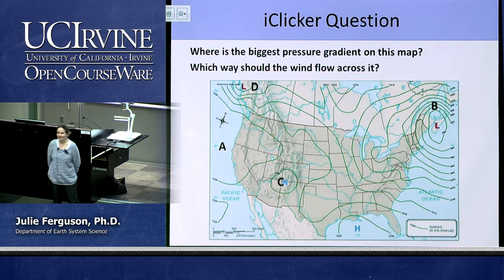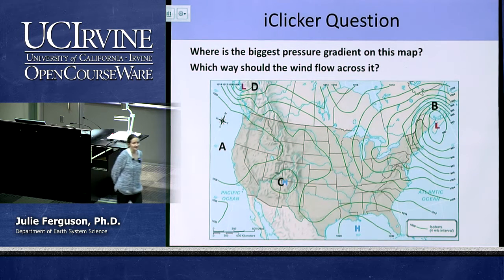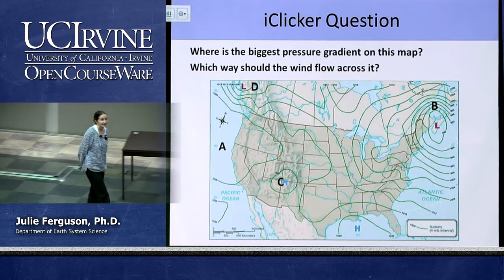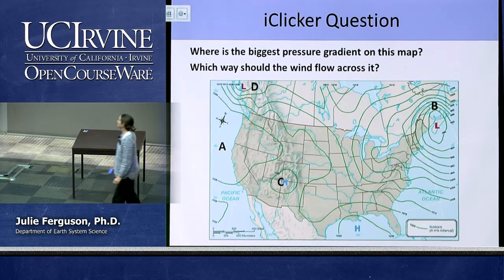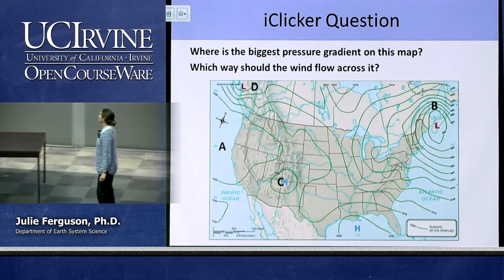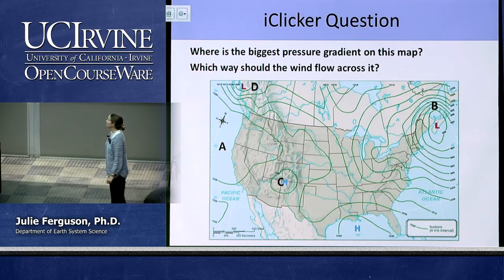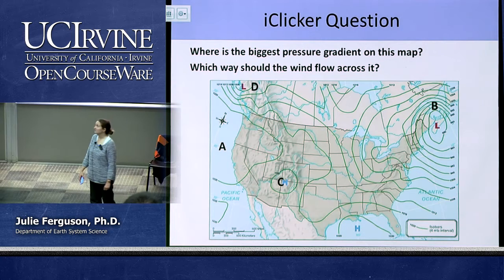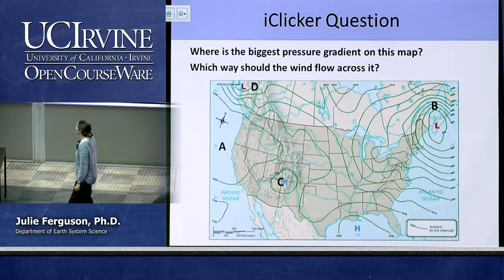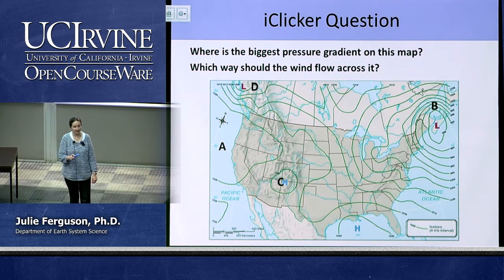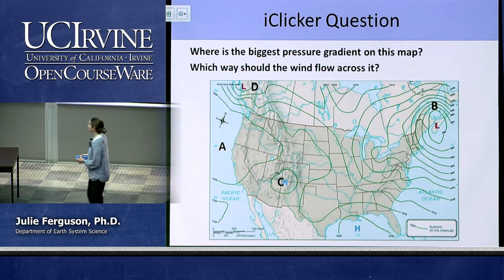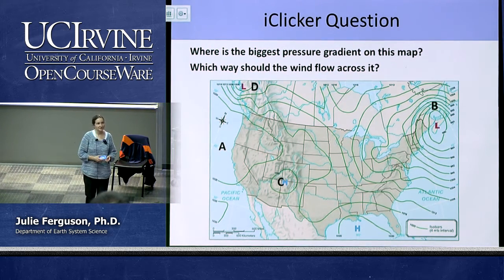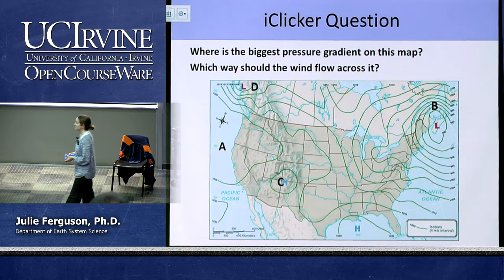So thinking back to what we said about how steep areas are and what those contour lines look like when there's a big gradient, a steep gradient, where is the biggest pressure gradient on this map? And thinking before about my balloon and which way air moves, which way would the wind flow across that? Okay? So think for a couple of seconds, consult with your neighbor. Where is the biggest pressure gradient on the map?